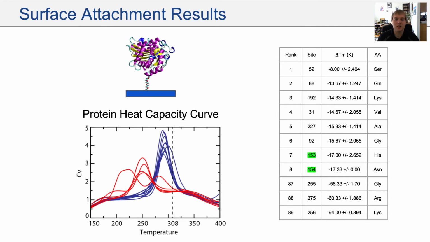The heat capacity curves reveal that no treatment improved upon wild-type stability, but there is a significant spread between sites that are most and least destabilizing. This spread is helpful from a screening perspective in that candidates for experiments should come from the blue population and not the red.